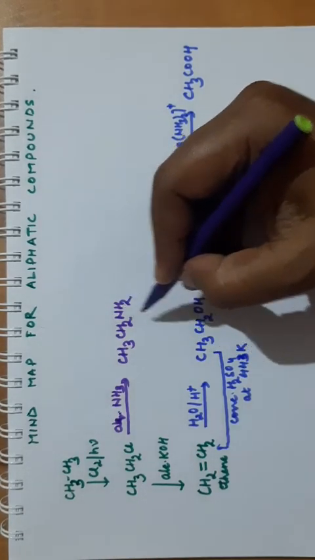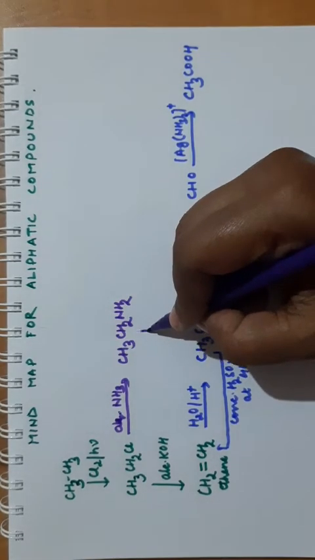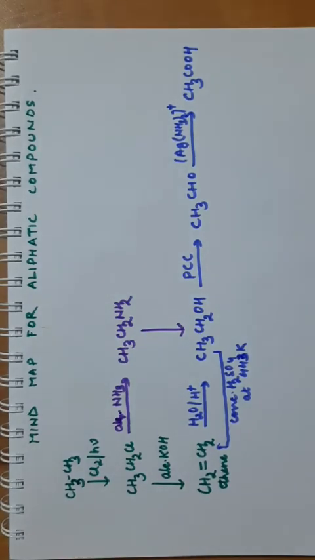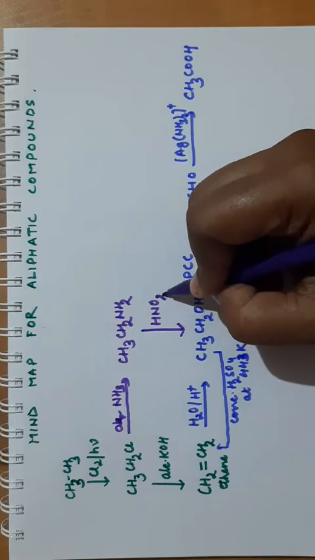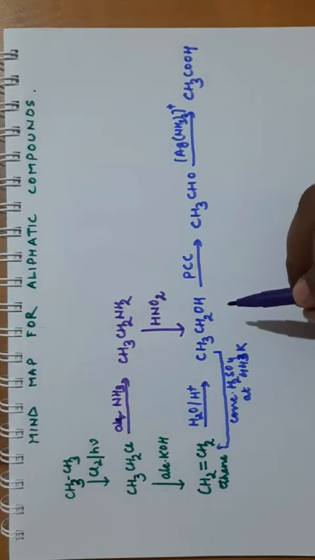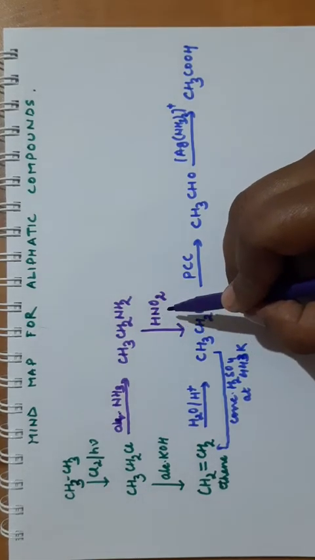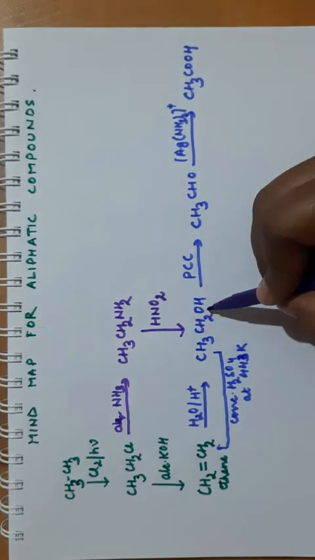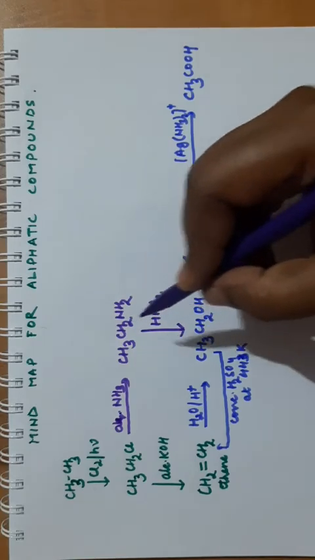How to convert this amine into alcohol? There is a simple reaction which can directly convert amines into alcohols, and what is that reaction? Treating it with HNO2. At 0 degree Celsius, you will get an alcohol directly because the aliphatic diazonium salts are formed with nitrous acid, and aliphatic diazonium salts are unstable and they break up to give the alcohols. So directly you will get an alcohol from amine.